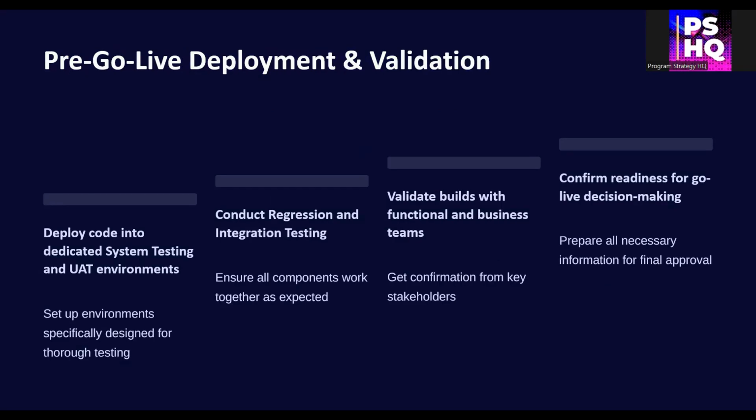Firstly, deploy the tested code to your system testing and UAT environments. These are controlled areas where the system is stress tested under real-world scenarios. Run regression and integration tests, validate builds with functional teams, and gather inputs from business stakeholders. Everything should be reviewed and validated to support a confident go-live decision.